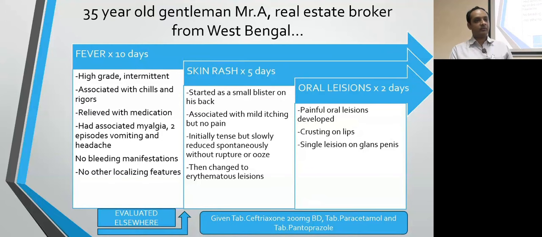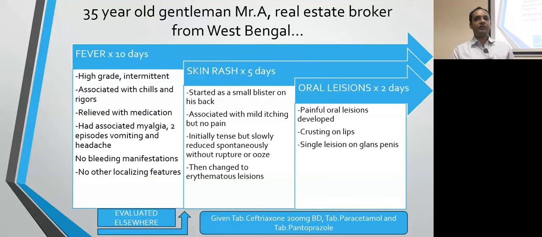So he was actually evaluated elsewhere between the onset of fever and the skin rash. At that time, he was given tab ceftriaxone 200 mg BD, tab paracetamol, and tab pantoprazole. About 1 day after taking these tablets, he developed the lesions.